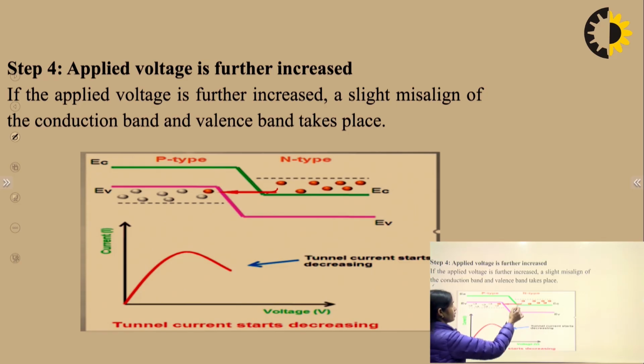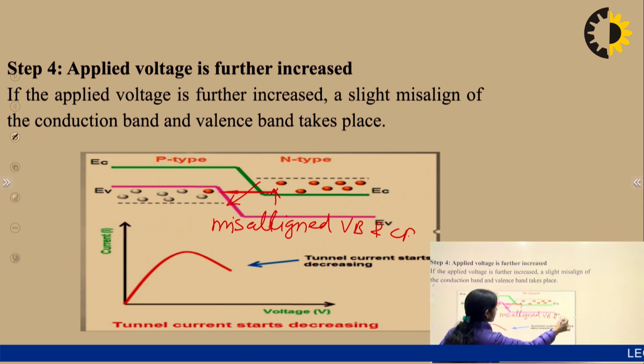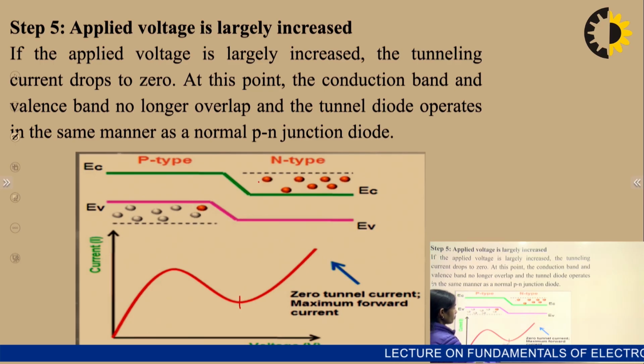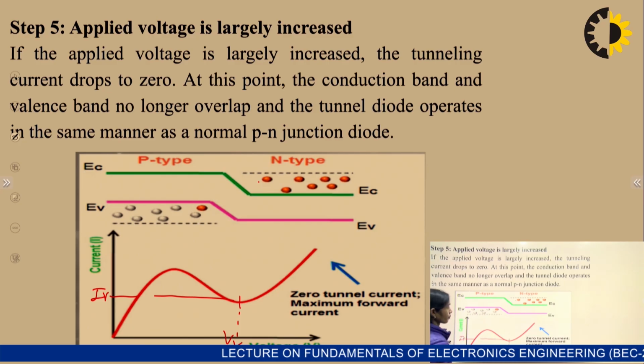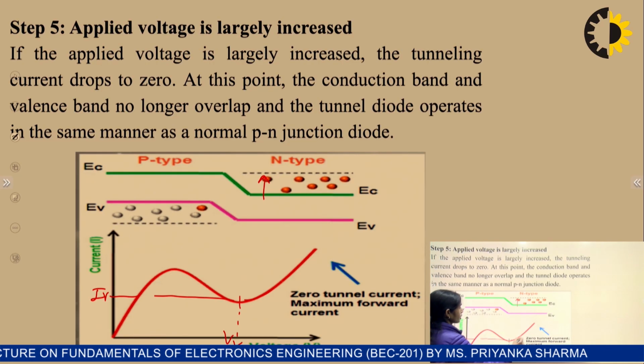because of the reduction in the charge density, the energy levels shift backward from their original position, so that misalignment occurs. This misalignment of the valence band and conduction band leads to a decrease in charge tunneling, and the current decreases. After this, at a point, we get the minimum current, called the valley current, and that voltage is called the valley voltage. After that, it regains its original position and behaves like a normal conventional diode.